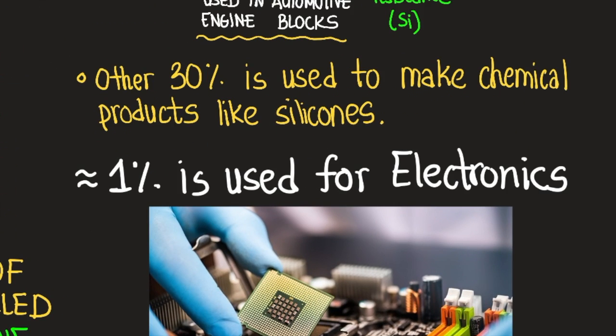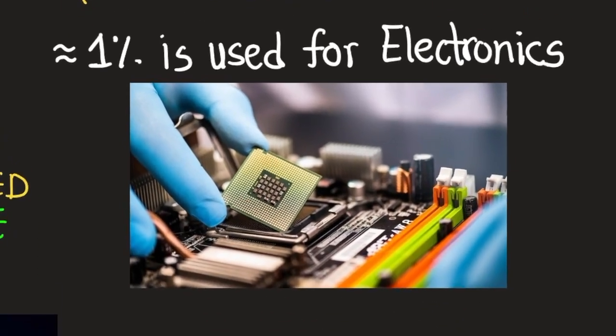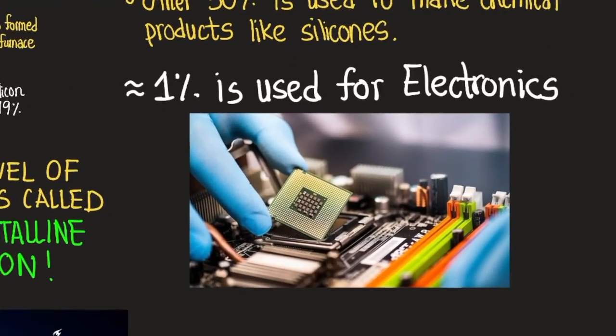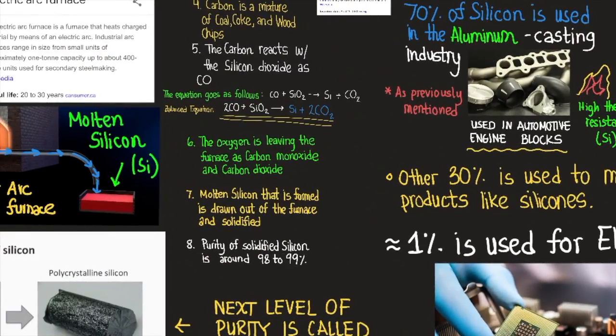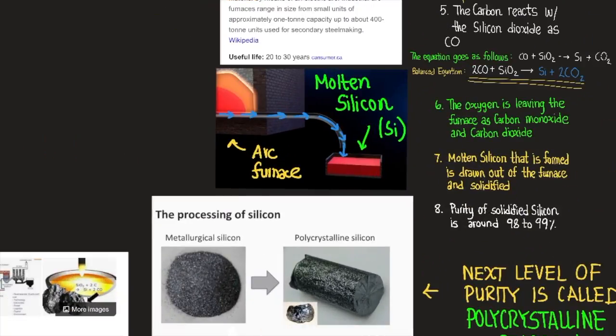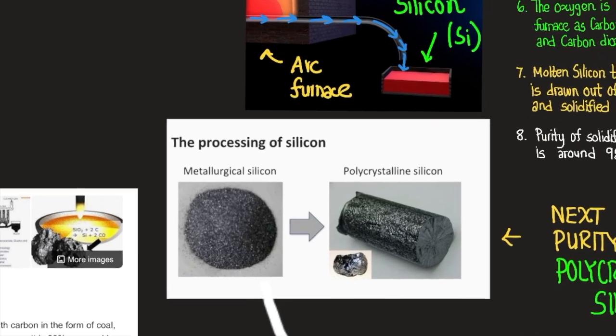So the other 30% is used to make chemical products like silicones, and surprisingly, what we associate silicon for the most is actually the thing that it's used for the least. Less than 1% of the silicon is used for electronics, and even though it's 1%, it's still a complex process that requires a lot of energy, a lot of work. So that 1% extracts a lot of energy from the world itself. So, the processing of silicon.